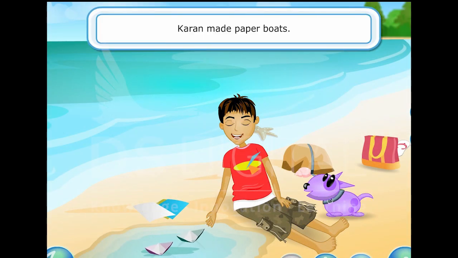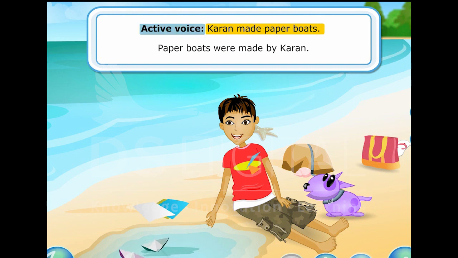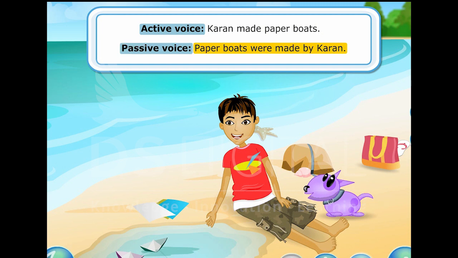Karan made paper boats. Paper boats were made by Karan. These sentences are different, but they both describe the same action. The first sentence, Karan made paper boats, is in the active voice. The second sentence, paper boats were made by Karan, is in the passive voice.